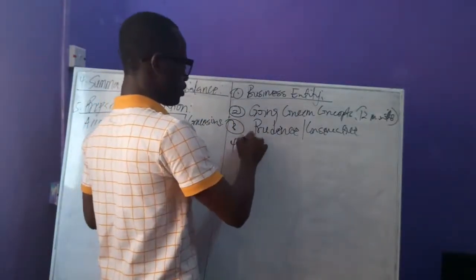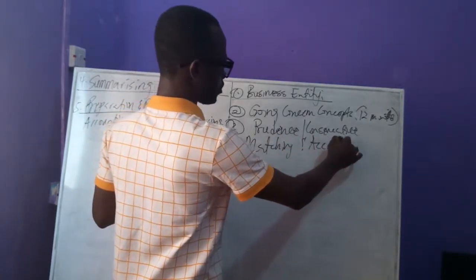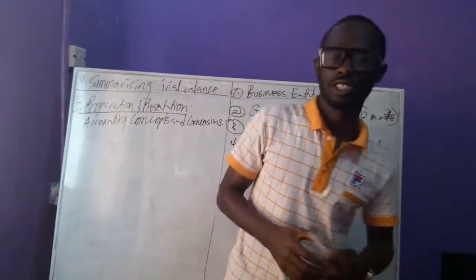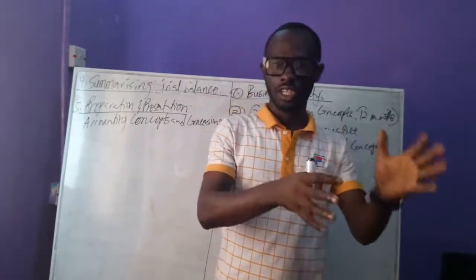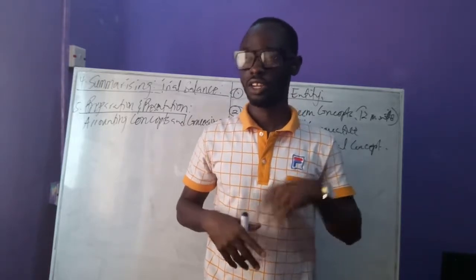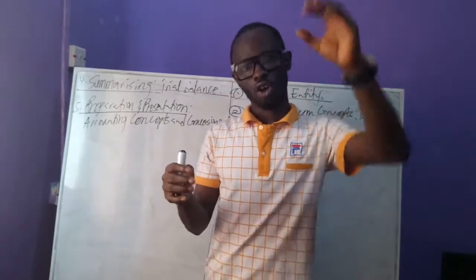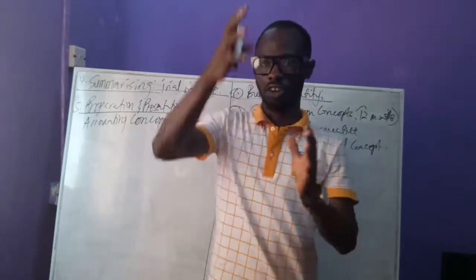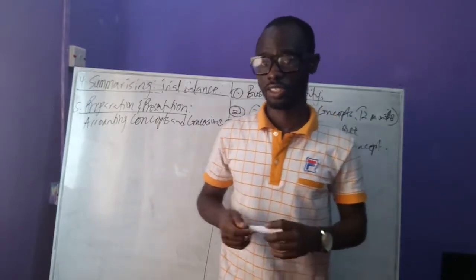The fourth thing we can talk about is the matching and accrual concept. Now, the matching concept simply states that income or revenue and expenditure relating to the accounting period under discussion should be matched together in order not to overstate or understate profit. That is the matching concept. So all the revenue pertaining to this year and all the expenses, we match in order not to overstate or understate profit.